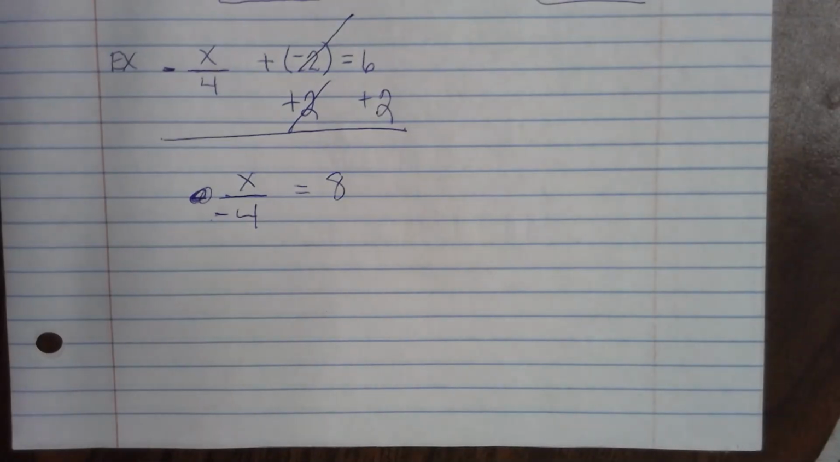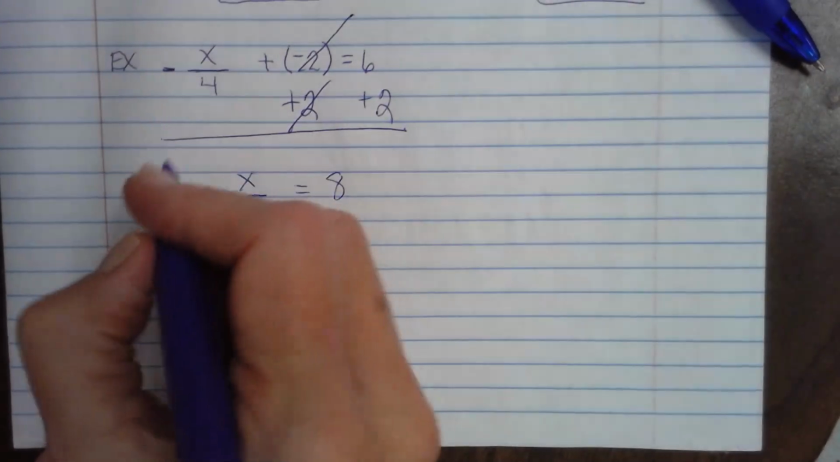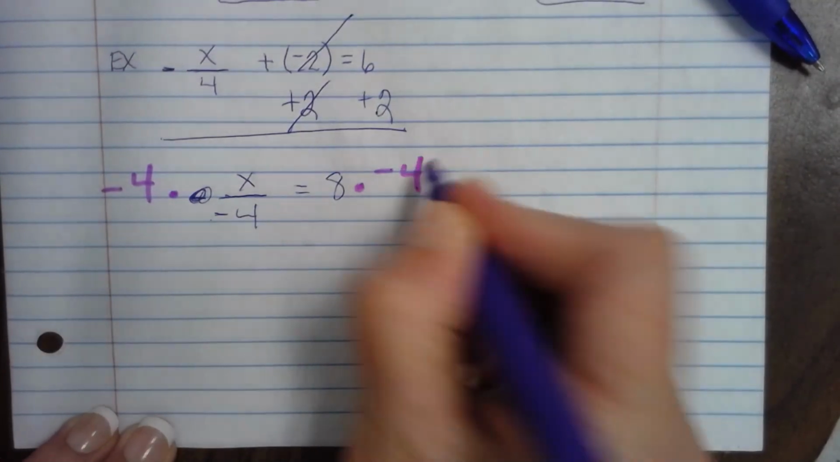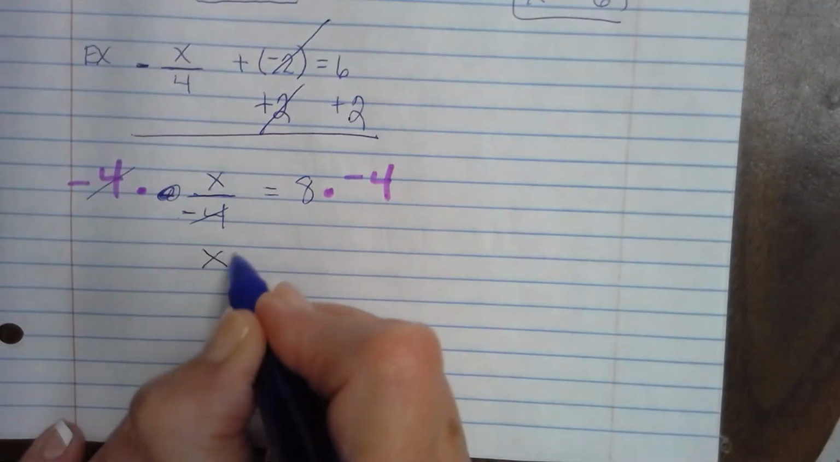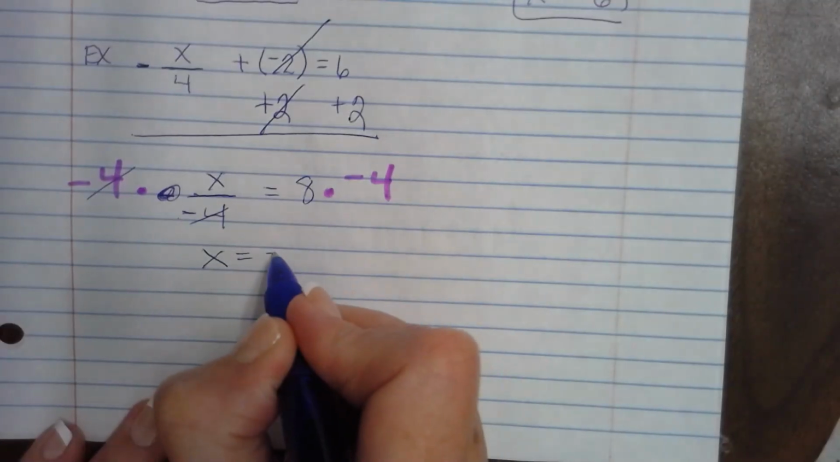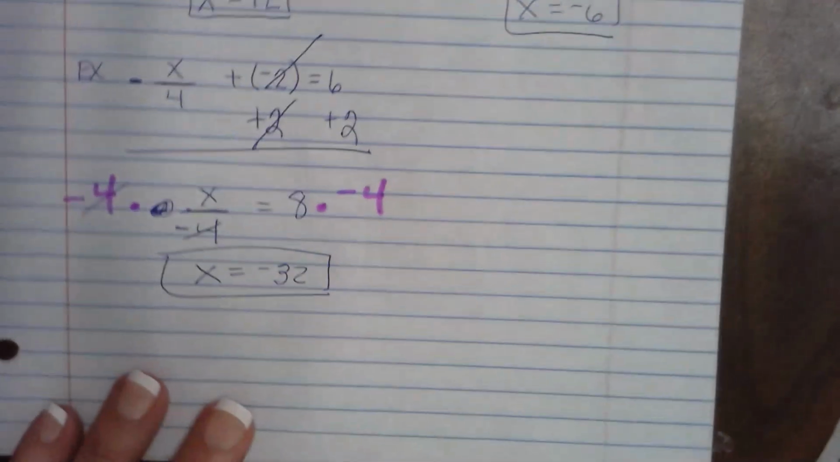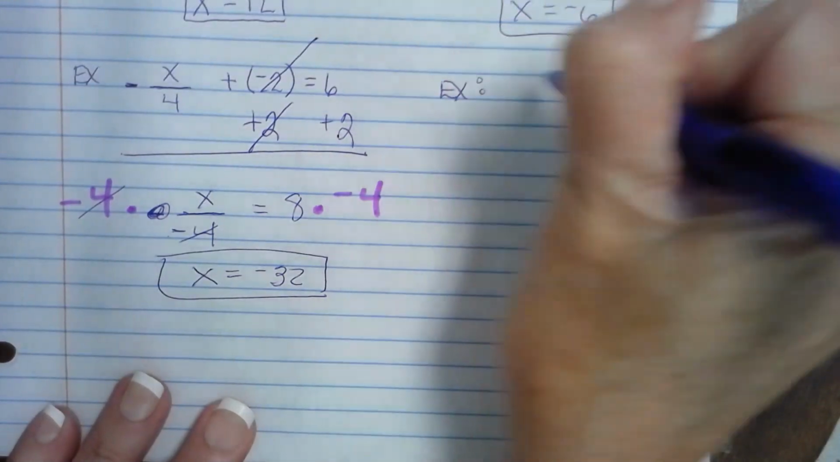So now what do I want to multiply both sides by? -4. I want to multiply both sides by -4. So that's the only point I was trying to make with this problem. Okay. And 8 times -4 is -32. And then last one, which is going to be a little bit different.